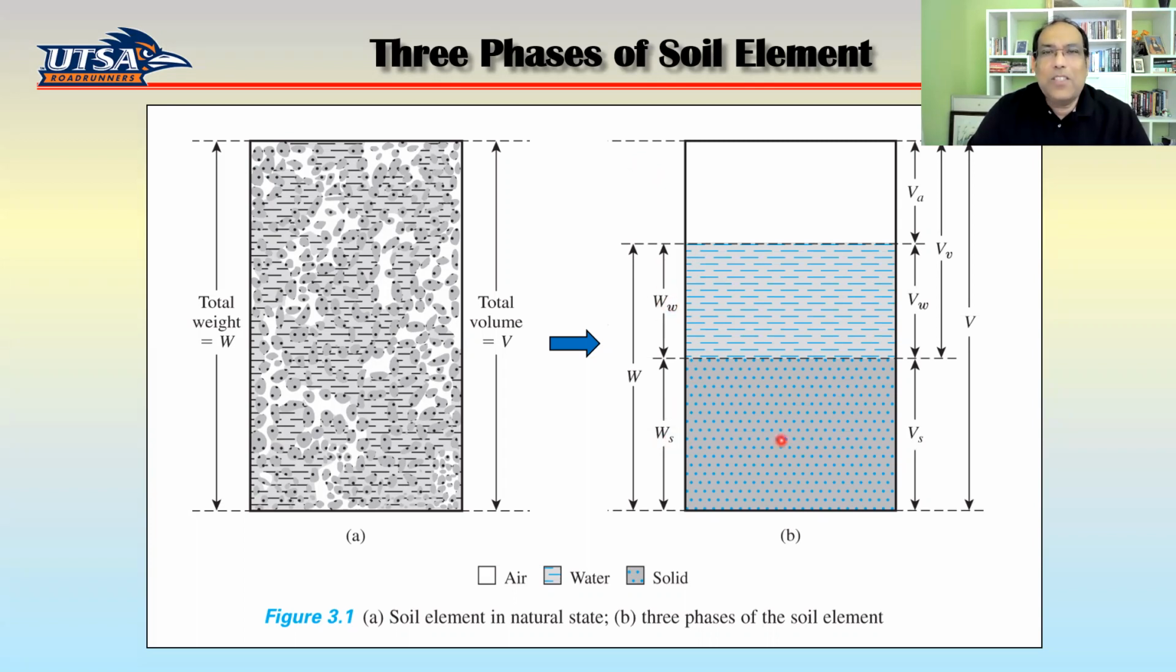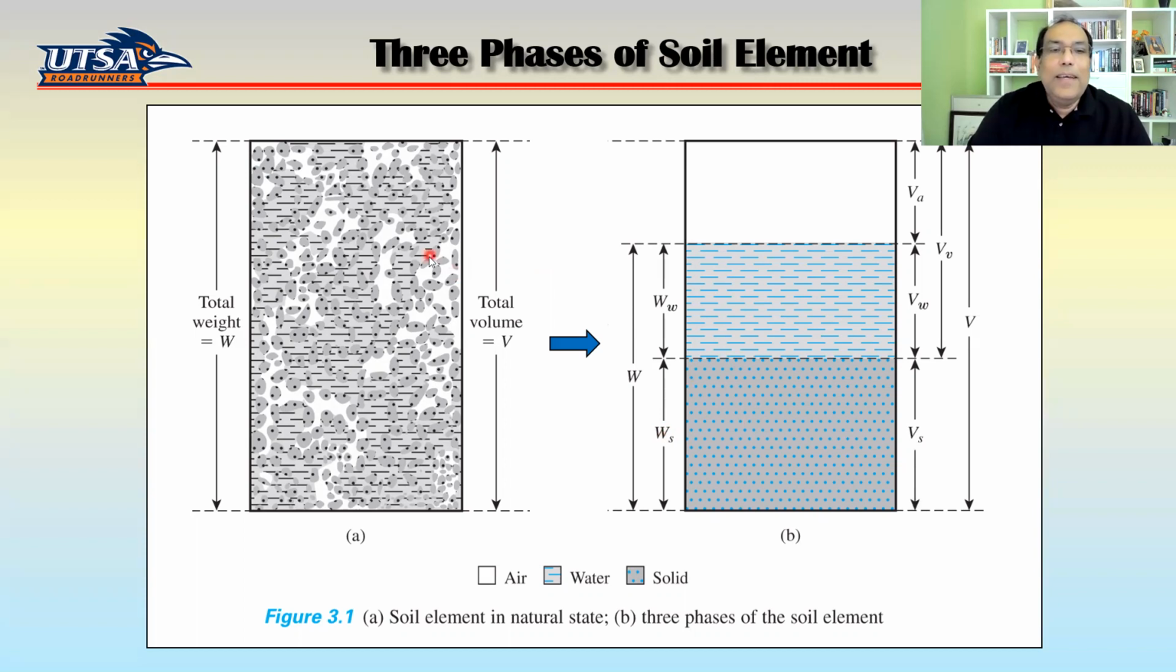Now you can ask me, how can I find out the weight of the solid for a particular volume of soil? Well, you can keep that in the oven for 24 hours at a temperature of 103 or 104 degrees centigrade, and then you get the oven dried soil, which doesn't have any water. If you take the weight of that, that's basically your weight of solid.